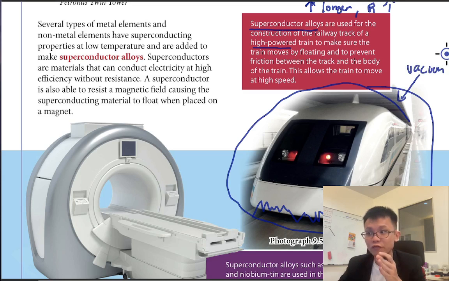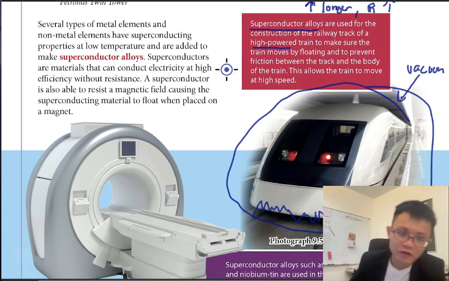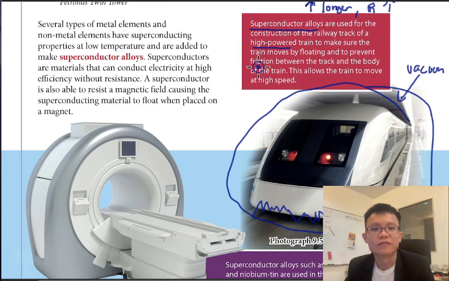So when the train moves, I think it will be moving at the speed of a plane. Because it will be super fast, because this thing is a vacuum, but they put it in the tunnel. Because there's no wind, the train will move very, very fast.